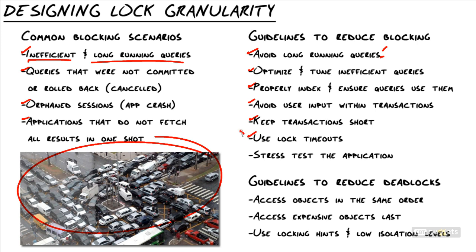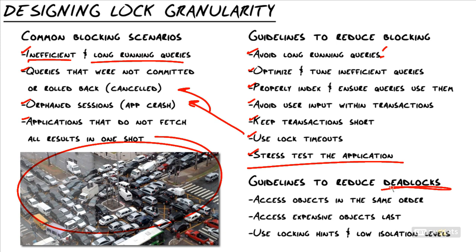Use lock timeout. This is a good one for these things that could be outside of our control. Well, if we employ lock timeouts, then no matter what happens, transactions will time out, locks will time out, and then we won't have to worry about blocking and deadlocking as much. And as always, stress test any application that's hitting your database, because these are the types of things that, if you don't plan for them, are going to creep up months down the road when data, users, and processes start piling up on your database.